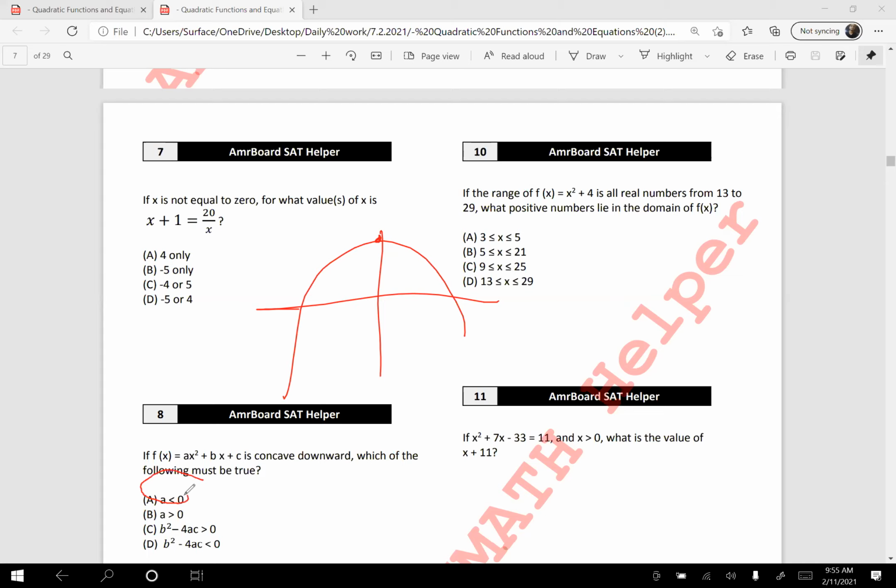If the range of f of x equals x squared plus 4 is real numbers from 13 to 29, who solved it? Who can help me in solving? Raise your hand if you know the answer. Mustafa Ramadan. Why? Tell me the answer.